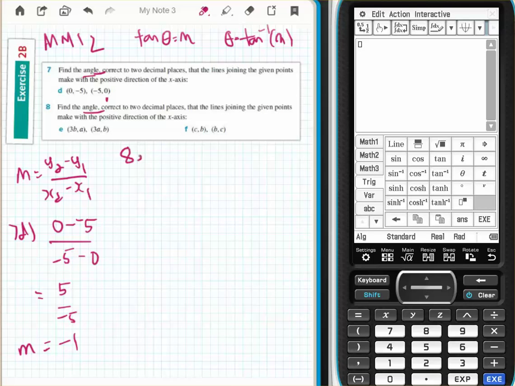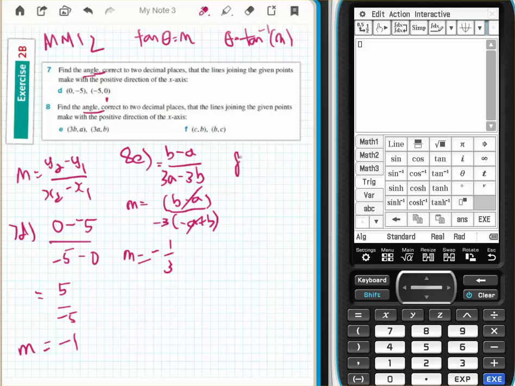In 8e, I'm going to have b minus a over 3a minus 3b. I can see a common factor of 3 in the denominator. I also notice that this is positive b and that's negative b, and that's negative a and that's positive a. So I'd like to take out a common factor of negative 3, which will leave me with minus a plus b, and that's identically the same as the numerator, and they will cancel. That leaves me a gradient of negative 1/3.